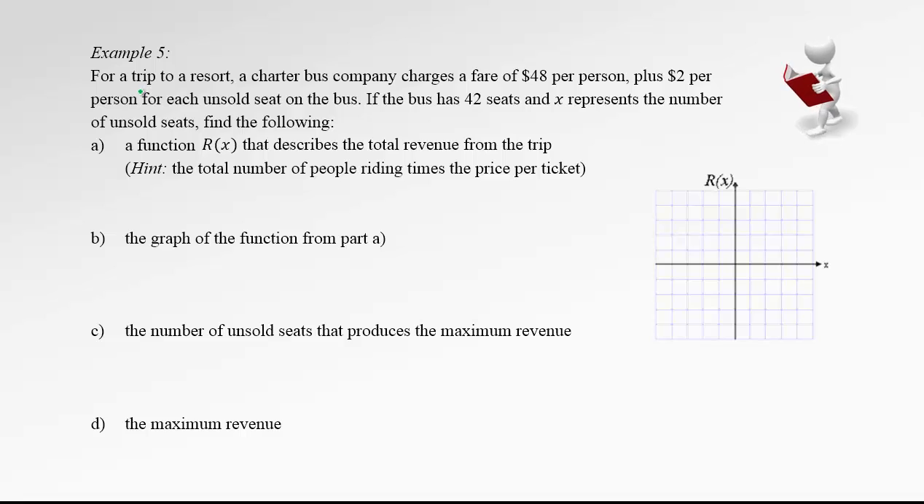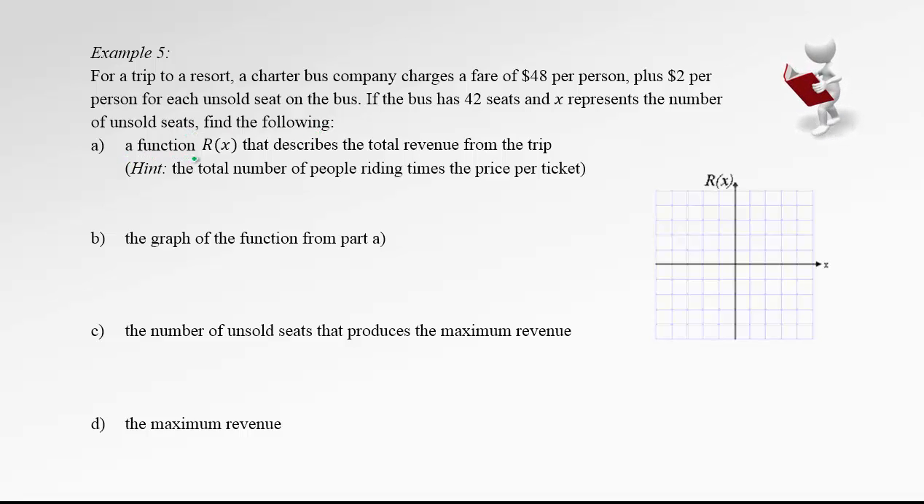Finally, the last example. It's about a trip to a resort. A charter bus company charges a fare of $48 per person, plus $2 per person for each unsold seat on the bus. If the bus has 42 seats, and x represents the number of unsold seats, find the following.